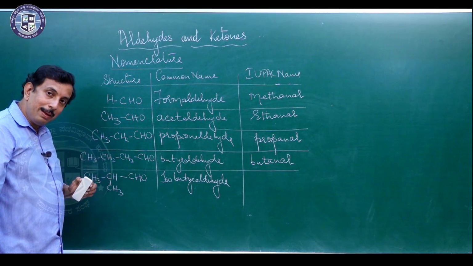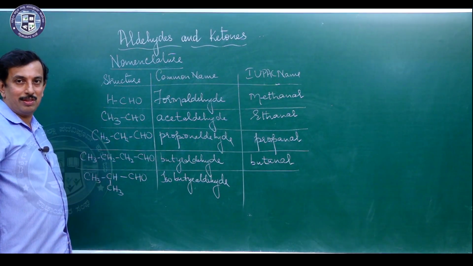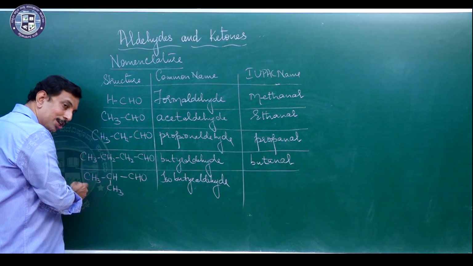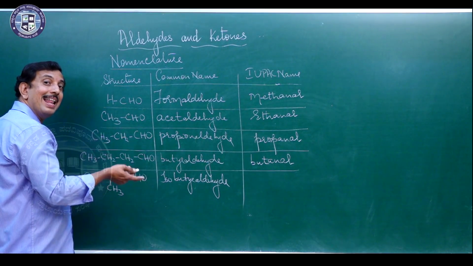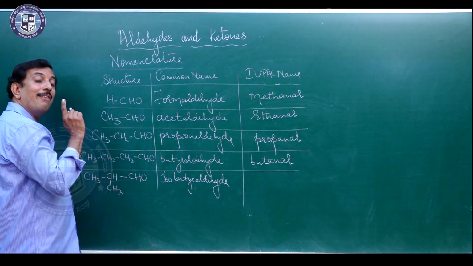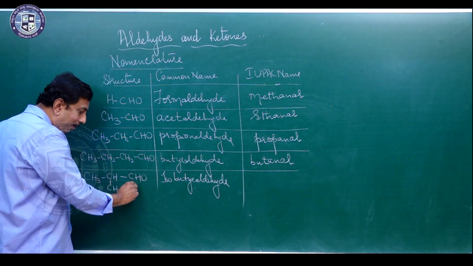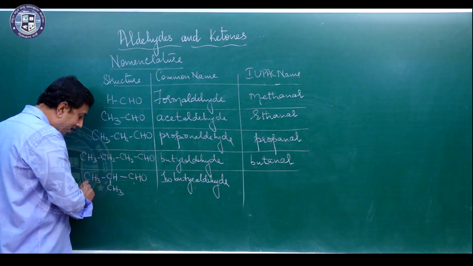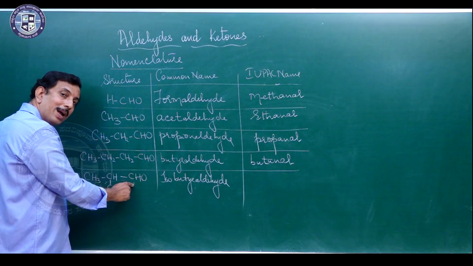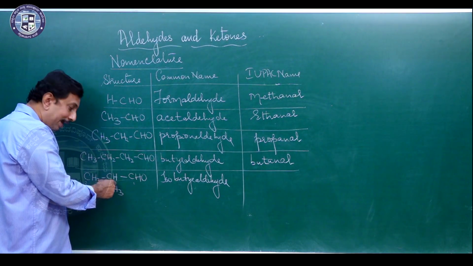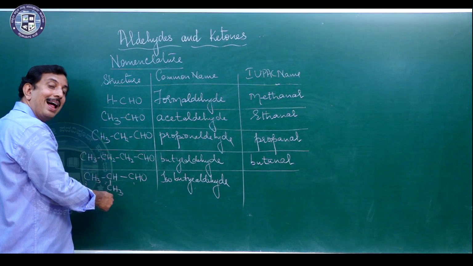So, how to name this compound now? You have to follow the rules. Select the chain containing the functional group. So, I am selecting the chain like this. Then number the chain in such a way that the functional group gets the lowest number. If I start numbering from this end, this is given 1, then we have 2, then 3. So, the first carbon is the aldehyde carbon, the functional group carbon. Next, on the second carbon we can find a substituent. That substituent is called methyl.